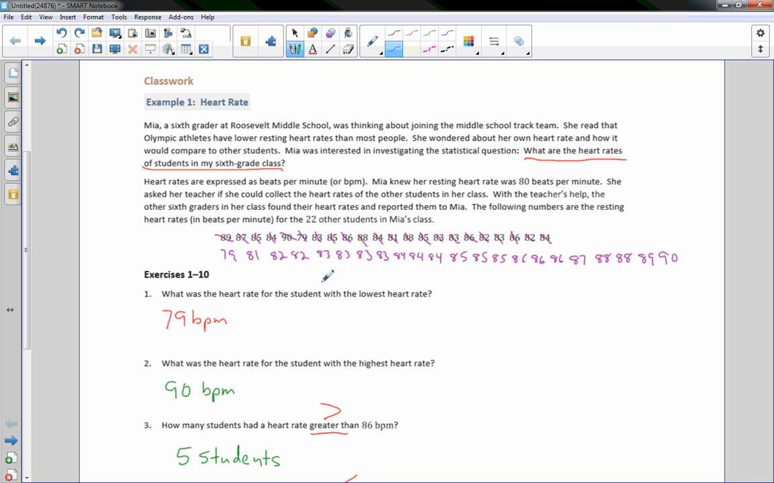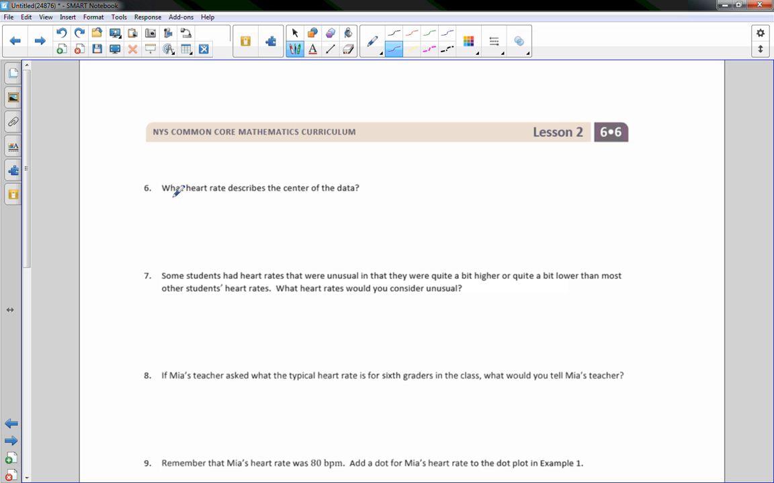Now, when we talk about middle of the data, we're talking about the center of the data. So if there's 22, 11 is half of 22. 1, 2, 3, 4, 5, 6, 7, 8, 9, 10, 11 is right here. 1, 2, 3, 4, 5, 6, 7, 8, 9, 10, 11 is right here. So my middle is somewhere around 84 or 85. So 84 or 85 could be our center. Okay.